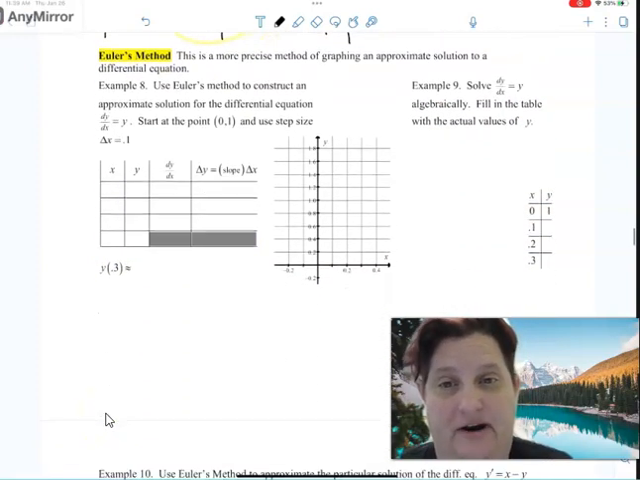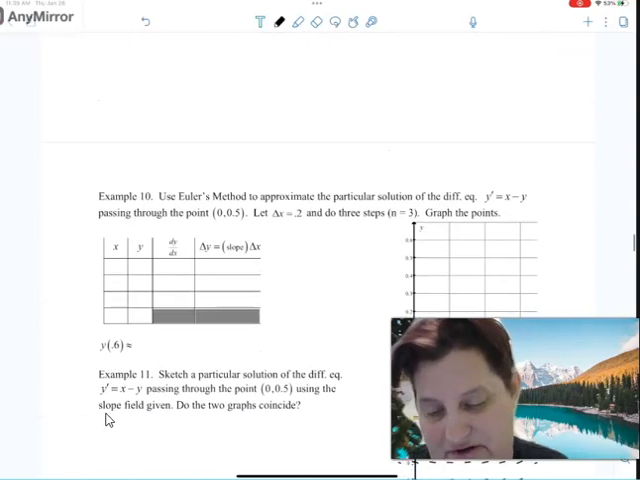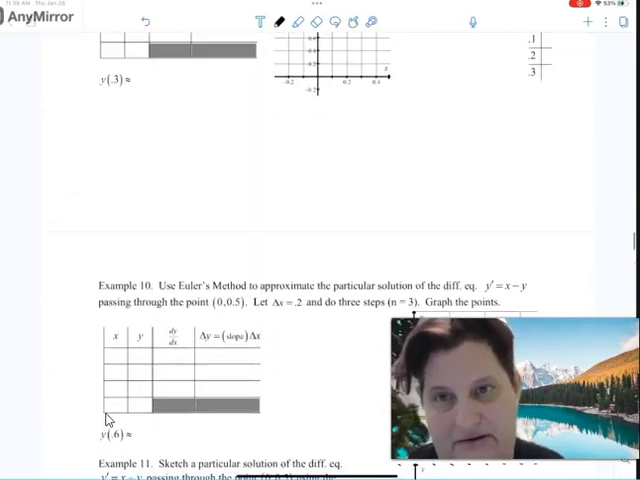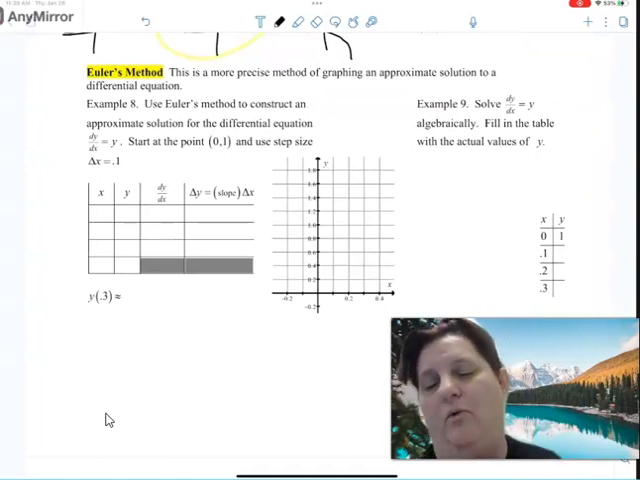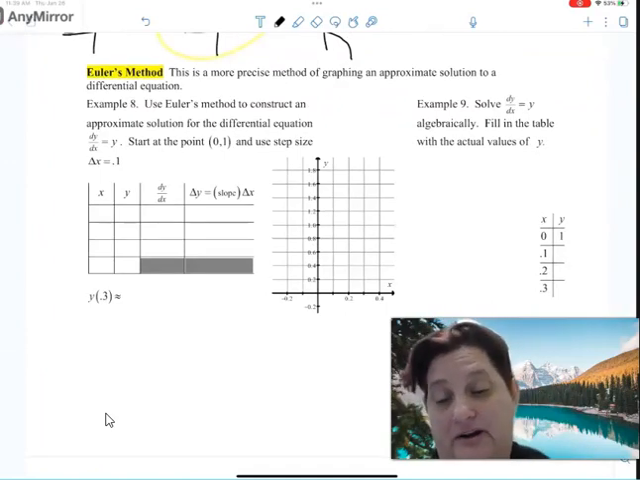Okay, here comes the fun part, guys. We're going to learn something called Euler's method. There's a more precise method of graphing an approximate solution to a differential. Use Euler's method to construct a solution for a differential.